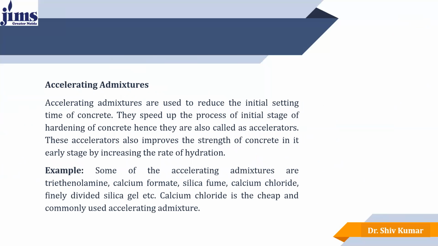Next is accelerating admixtures. The accelerating admixtures are used to reduce the initial setting time of the concrete. They speed up the process of initial setting time and hardening of the concrete. Hence, they are called accelerators. These accelerators may improve the strength of concrete in its early stage by increasing the rate of hydration. Examples: silica fume, calcium formate, triethanolamine, calcium chloride, and finely divided silica gel. We can use these as accelerating admixtures.